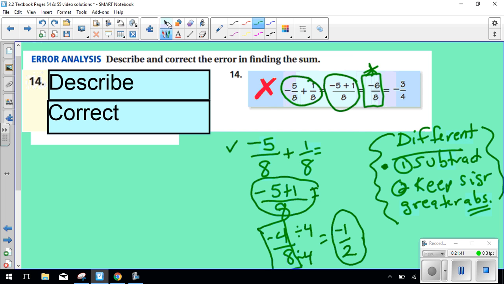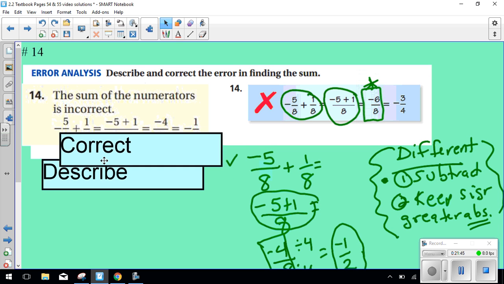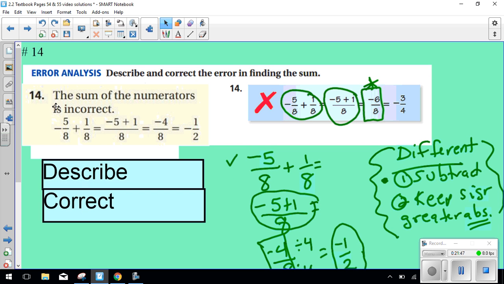You could have your write-up differently than mine, but the sum of the numerators is incorrect. It should be -4/8 and not -6/8. And the final solution is -1/2. So you're describing it and you're correct. Let's move on to number 15.